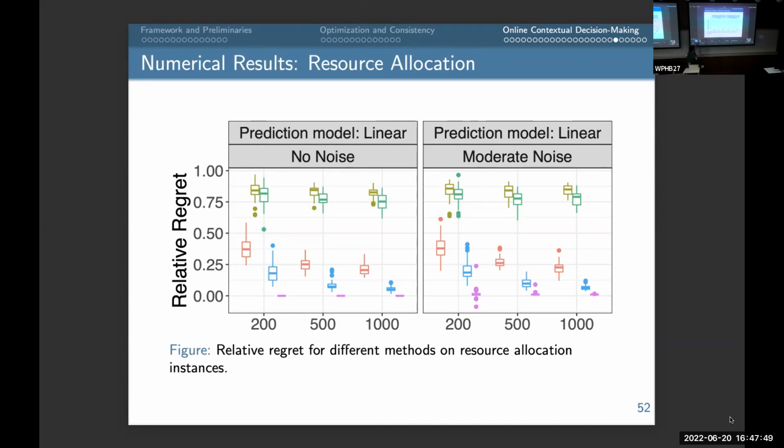So we see here that as the number of iterations, capital T, on the x-axis gets larger, both of these are converging to a relative regret of 0, relative to the perfect information policy. But SPL plus is providing significant benefits, especially when the sample size is small, but even for larger sample sizes.